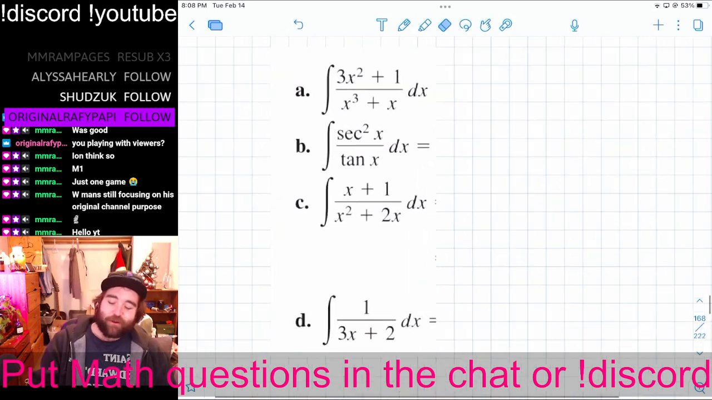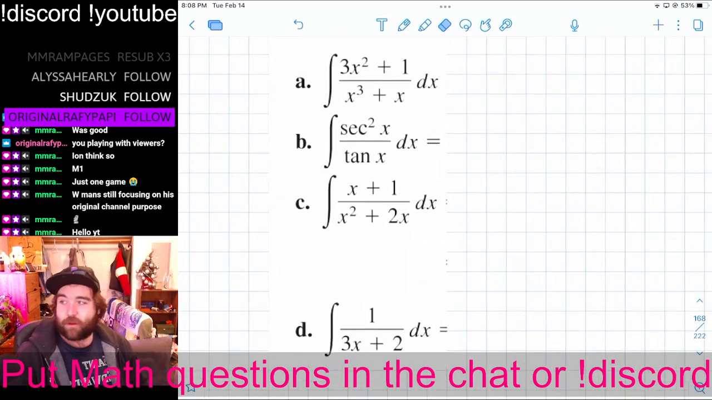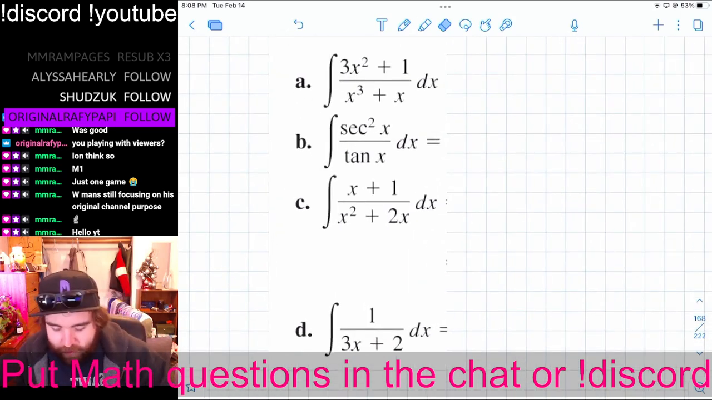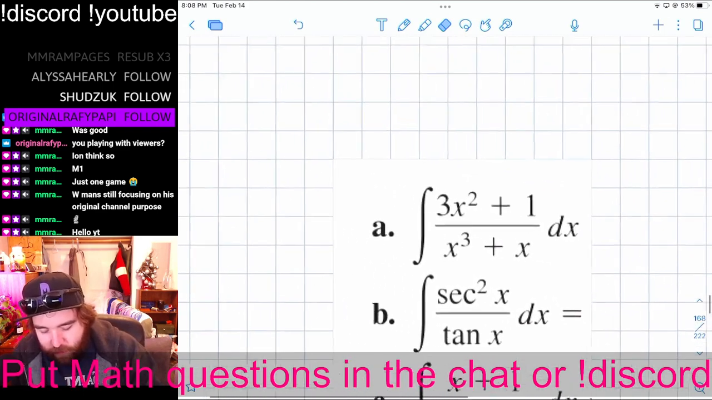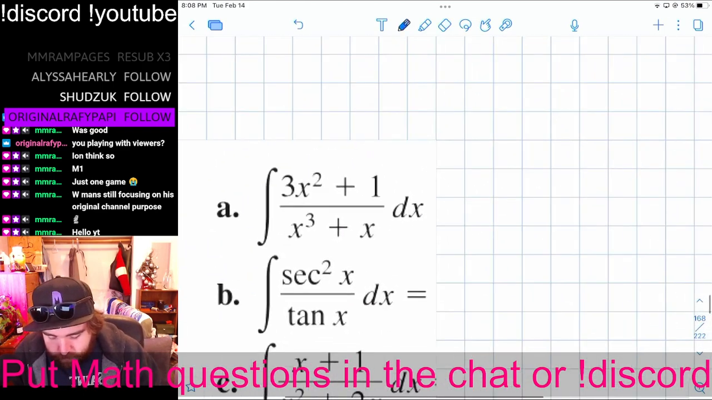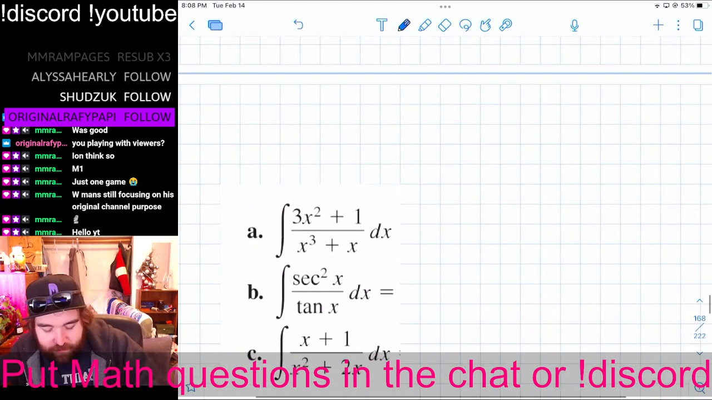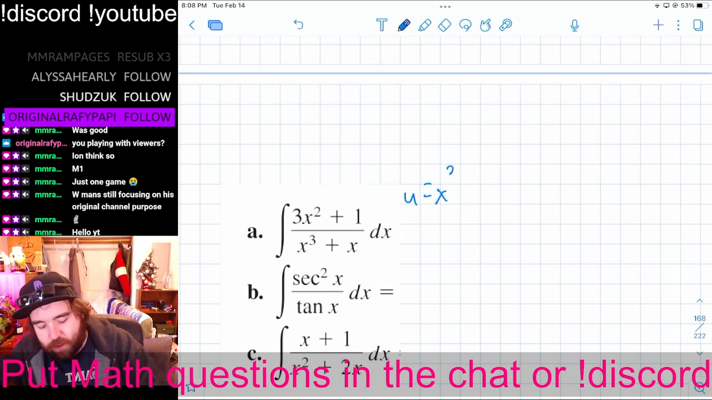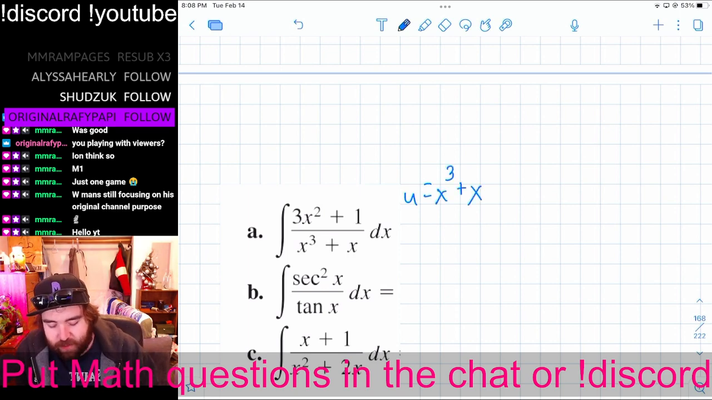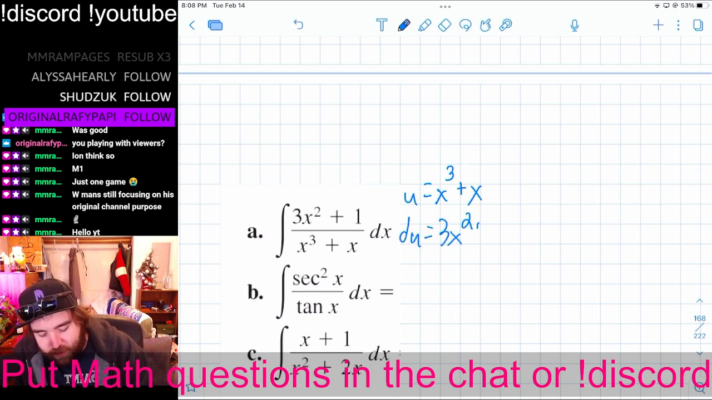Now we just got a bunch of practice in a row. It's all about choosing the right u. This actually looks like it's going to be very straightforward. So here, like I said on the last one, generally you're going to make your u your more complicated thing. So if we say that u is that, then du is 3x squared plus 1.